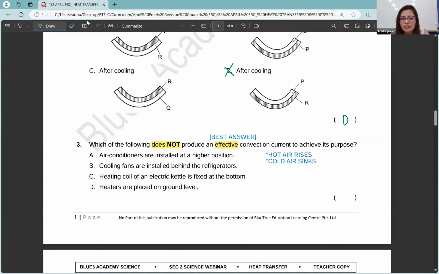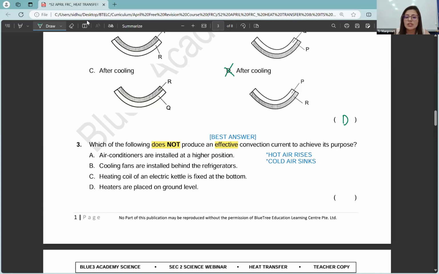Cooling fans. Cooling fans are installed behind the refrigerators. So cooling fans are there to cool the refrigerator back. If you've touched the back of the refrigerator, it's actually warm. So cooling fans, in this case, are installed behind the refrigerators. Now, do you want to cool the back of the refrigerator? Not sure about it? Okay, never mind. We move on to the next. We see C and D are considered effective.